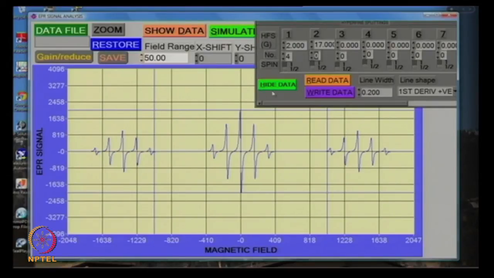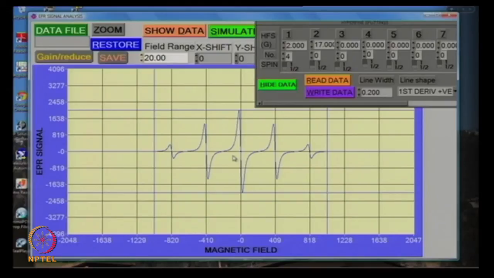Let us simulate this one and remove this nuclei. So simulate this one, so a 5 line spectrum, and they are following the usual 1, 4, 6, 4, 1 type of intensity ratios. Now one could expand the spectrum by working at a smaller scan range. Let us make it 20. So the total range becomes 20 gauss. Then simulate, that is how it looks. So it looks so much cleaner.